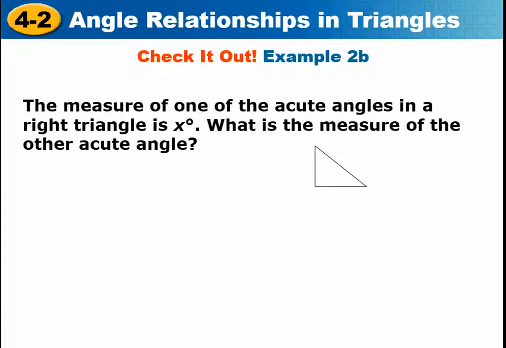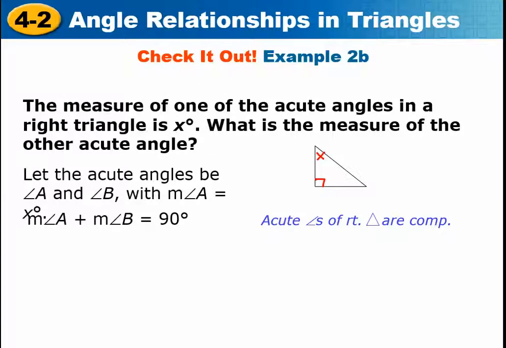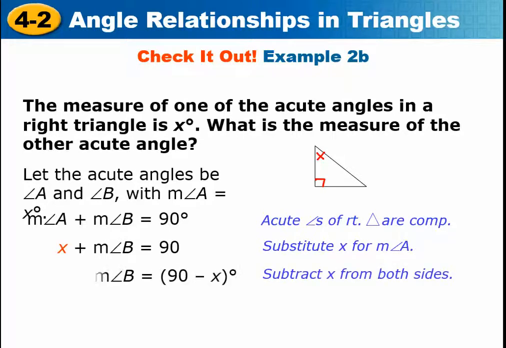Okay, one more example like this. It says the measure of one of the acute angles in a right triangle is x degrees. So here's our right triangle. Here's our x. What's the measure of the other one? Can we find an exact answer here? We substitute x in, we subtract, and all we get is measure of angle B equals 90 minus x. We can't solve any farther. That's as far as we go, and then that's it, we're done.